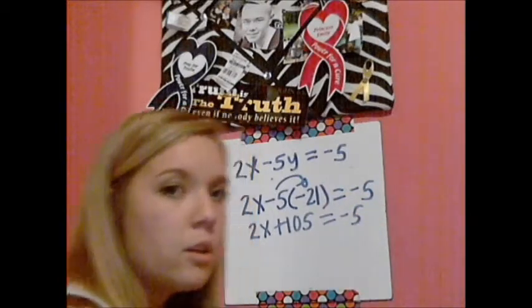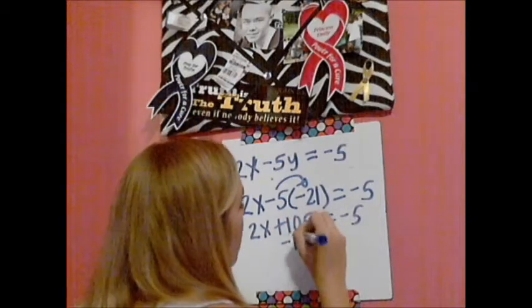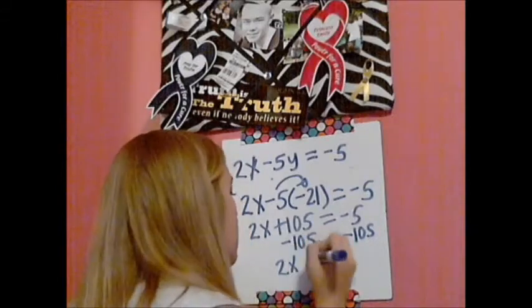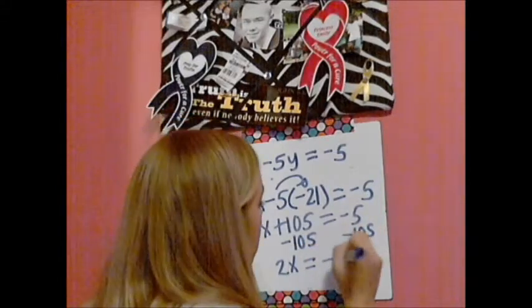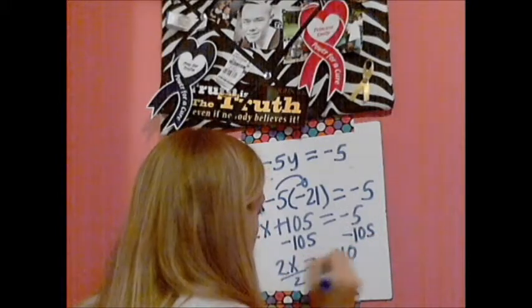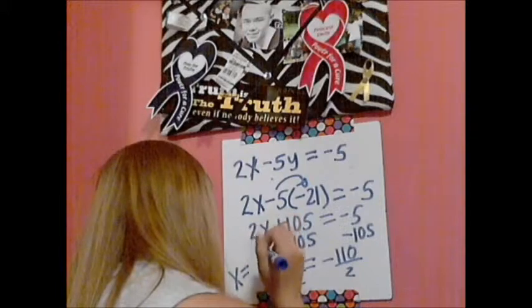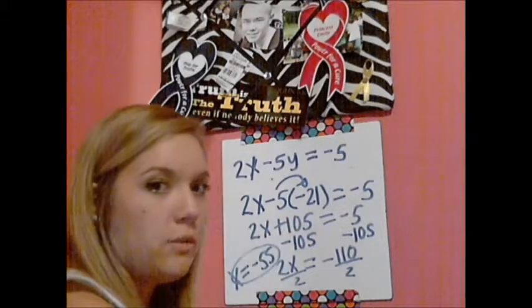And now all I have to do is get x by itself. Do that by subtracting 105 from both sides. And negative 5 minus 105 is negative 110. Divide by 2, and it leaves you with x equals negative 55.